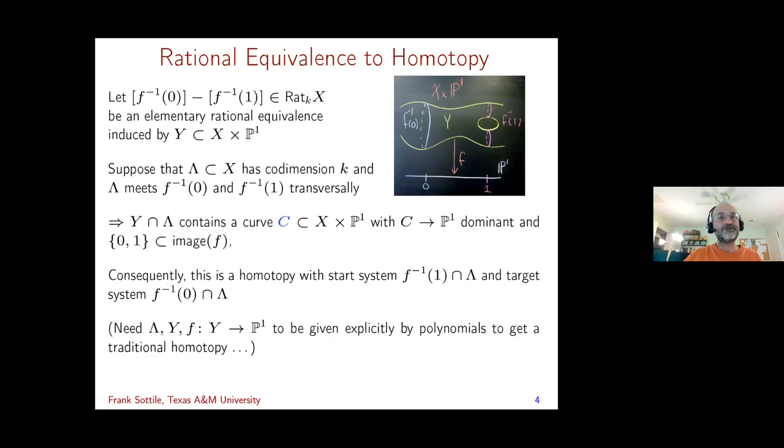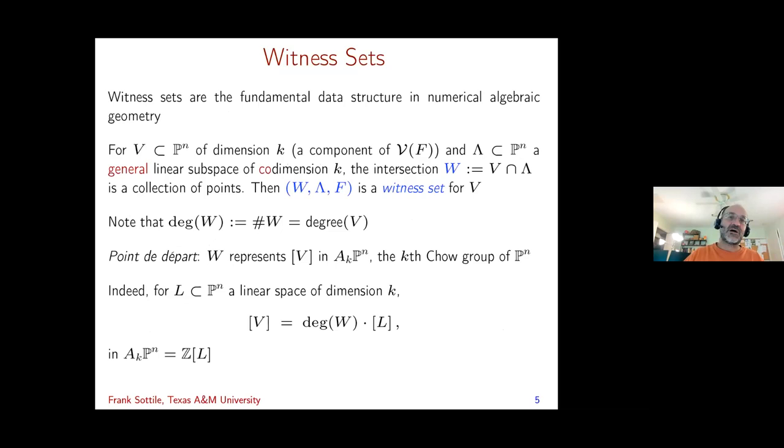Now, in numerical algebraic geometry, what launched the subject is a method to represent an algebraic variety on a computer using only the fact that you can solve systems of polynomial equations. And this representation is called a witness set, and I would say it's the fundamental data structure in numerical algebraic geometry. So given a variety V in P^n of dimension k, suppose it's a component of the variety of F, where F is a collection of polynomials, or a union of components, it's okay to just do this with a component. And take lambda to be a general linear subspace of P^n of codimension k. So that's the opposite dimension of V.